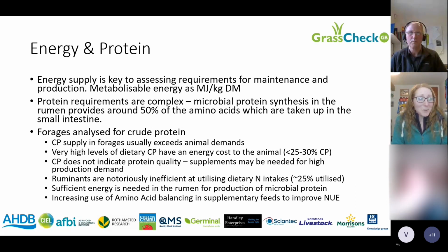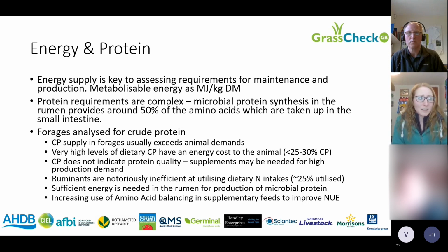Another thing to bear in mind is that ruminants are notoriously inefficient in terms of their utilisation of dietary nitrogen, and only about 25% on average of the dietary nitrogen that's ingested by the animal is utilised, and the rest is excreted. What's really key to making sure that nitrogen use efficiency within the rumen is maximised is making sure there's sufficient energy to support microbial activity and the conversion of ingested nitrogen and energy to microbial protein.